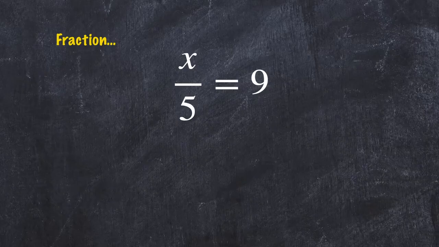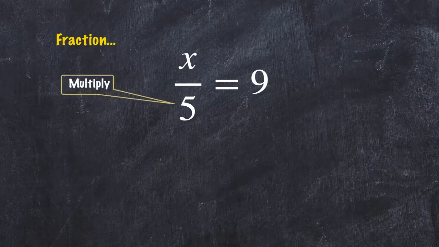What if the question comes in this way as a fraction? X over 5 is equal to 9. This is another set of questions that we need to know how to solve, and it's also very simple. The rule here is we are going to multiply both sides of the equation by the denominator of the fraction. The reason is we need to make sure that x stands alone.